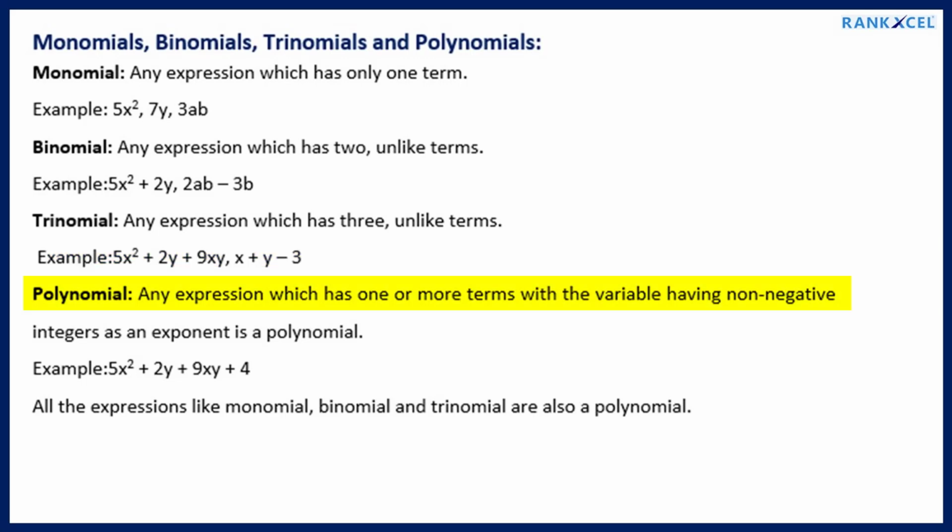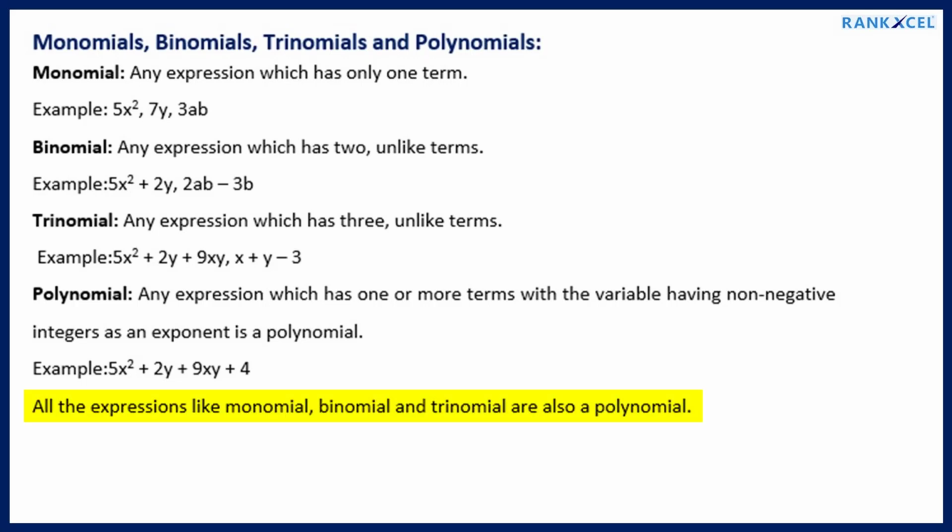Polynomial, any expression which has 1 or more terms with a variable having non-negative integers as an exponent is a polynomial. Example. Note, all the expressions like monomial, binomial and trinomial are also polynomials.